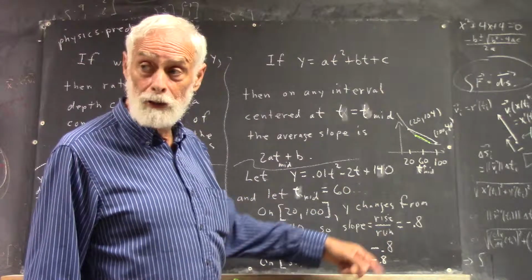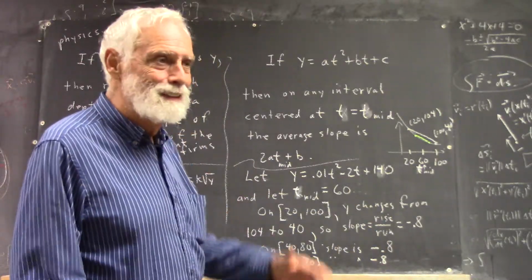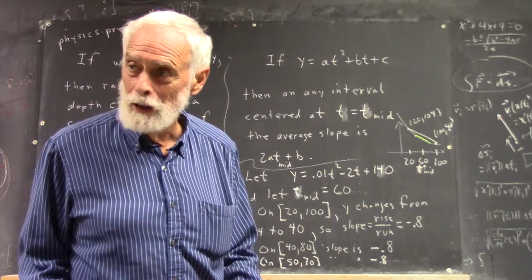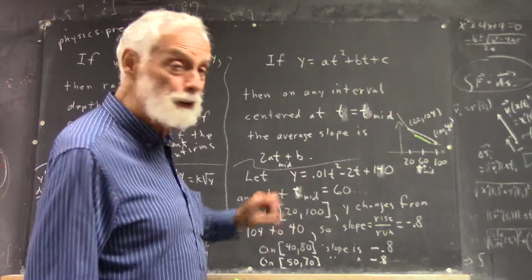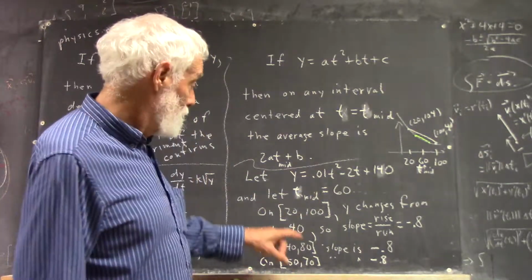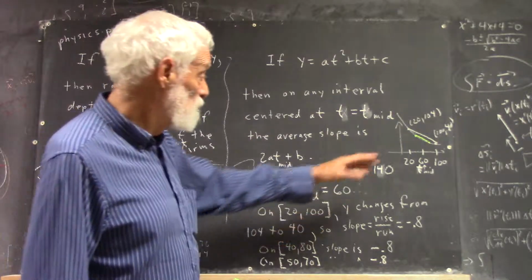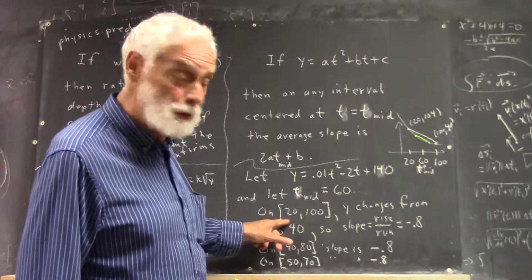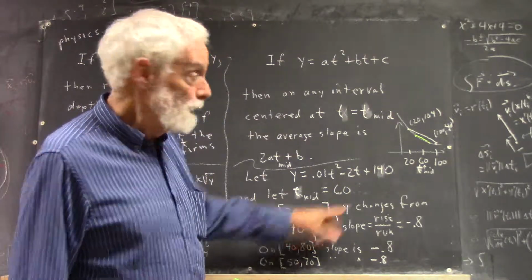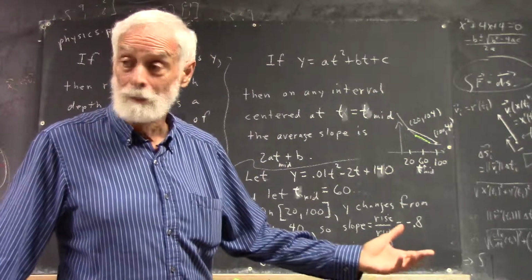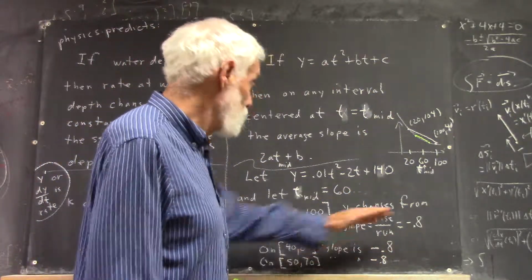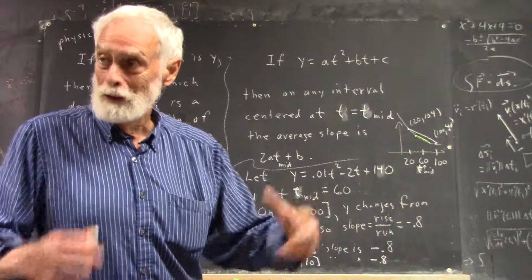How'd you get that? I calculated the average rate of change of this function on this interval, which means that I calculated the coordinates of the point on a graph that would go with t equals 20 and with t equals 100, and I calculated the slope between those points. You don't have to look at this and say, where'd that point 8 come from? You can do it, right?